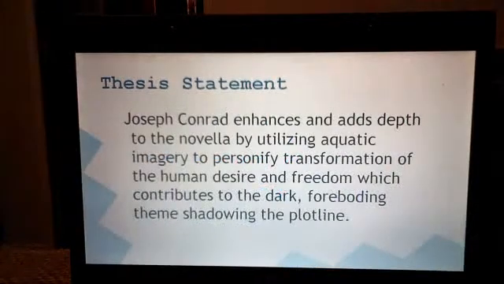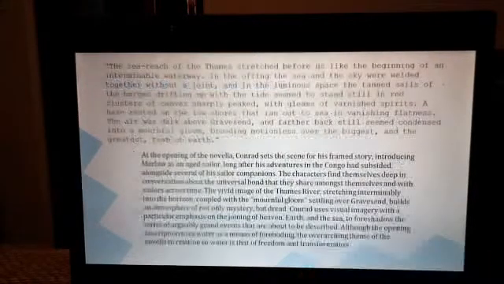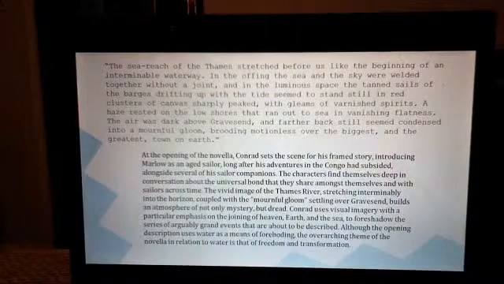So we start out with our thesis statement, which is: Joseph Conrad enhances and adds depth to the novella by utilizing aquatic imagery to personify transformation of the human desire and freedom, which contribute to the dark, foreboding theme shadowing the plotline. Our first quote we took from the first few pages of the novel. I'm going to read the first few sentences.